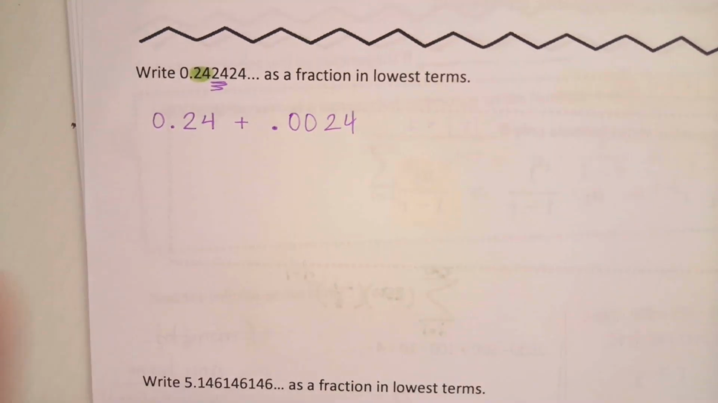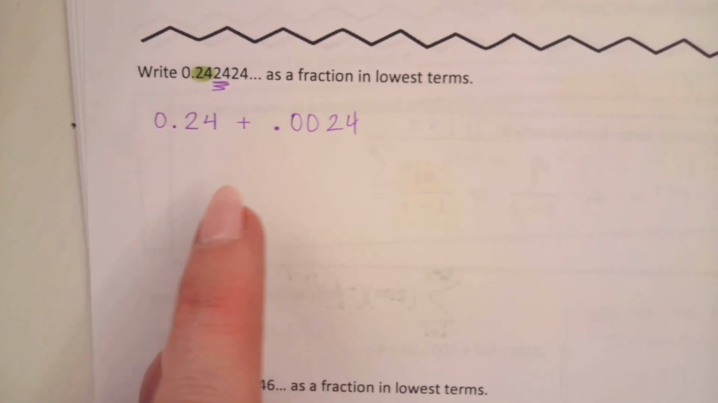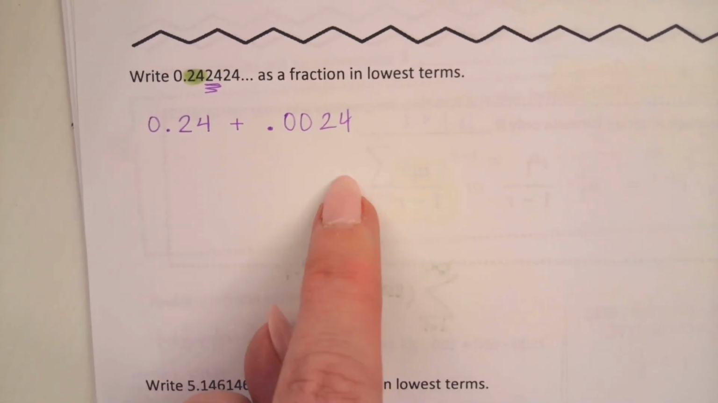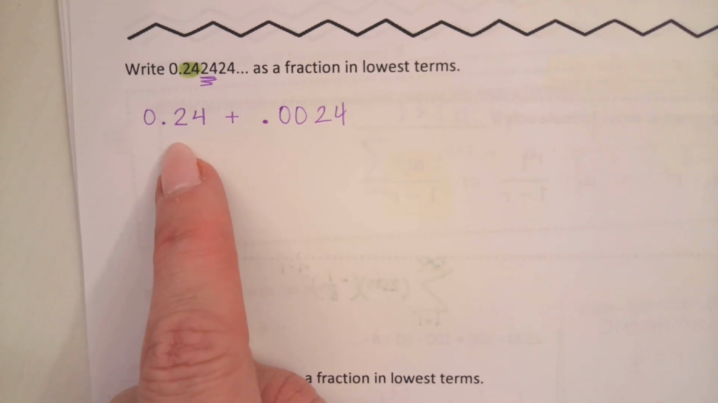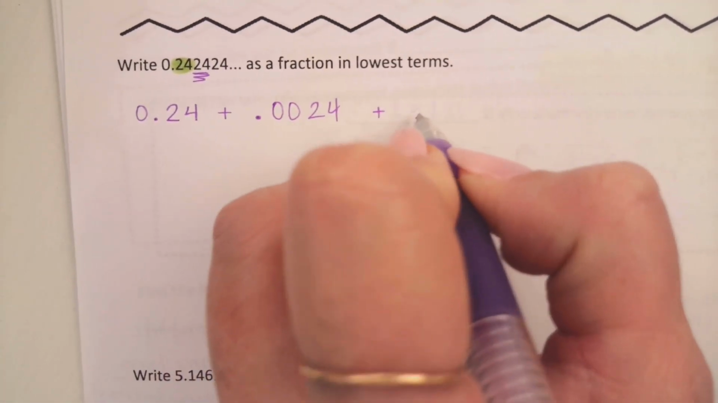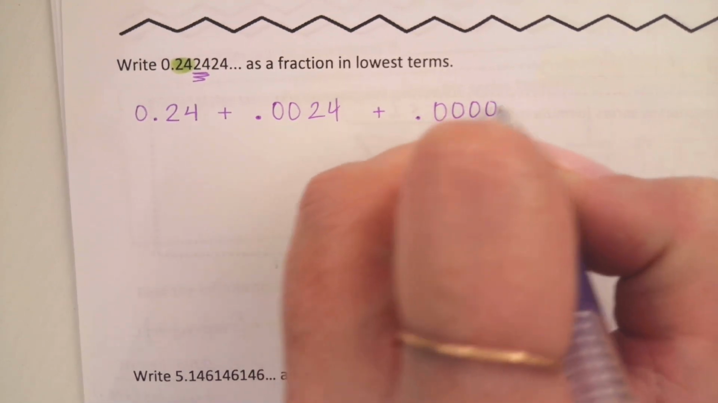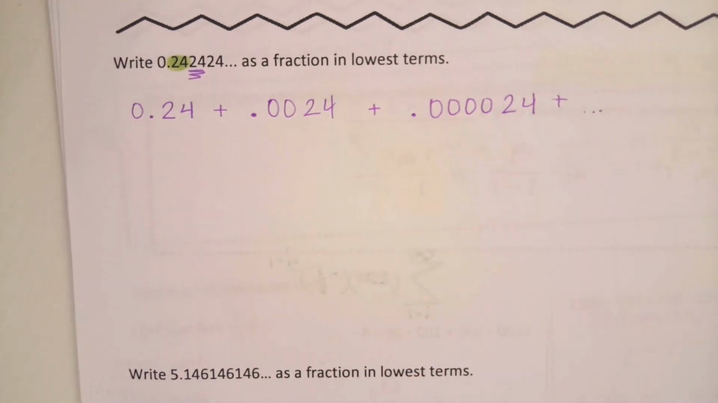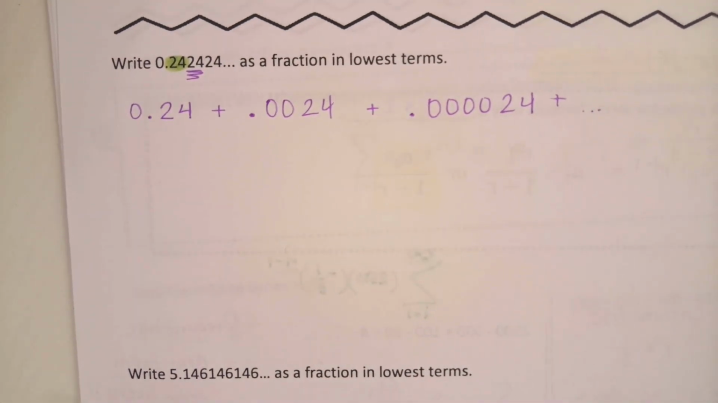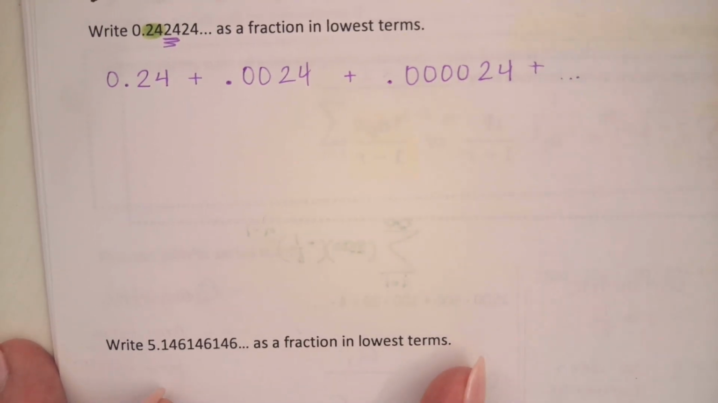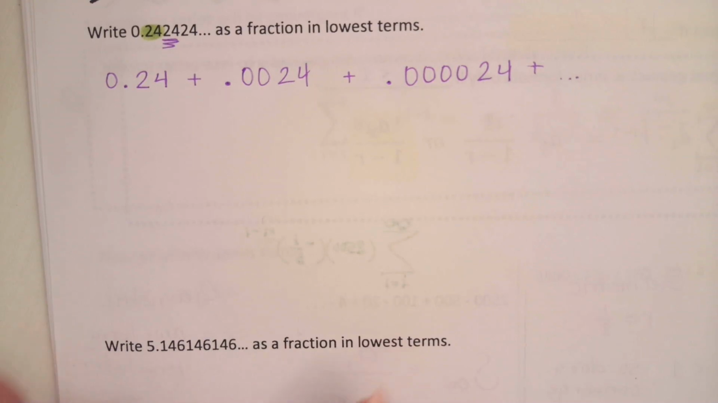0.0024. Because mental math, if you added these together, what would you get? 0.2424. And then if you put another one that had 4 zeros, you would get 0.242424. And it would continue on, plus dot dot dot. Also, would we just put 0.0024 or 0.24? We'll get there, Nicholas. Slow down. I know. Okay.